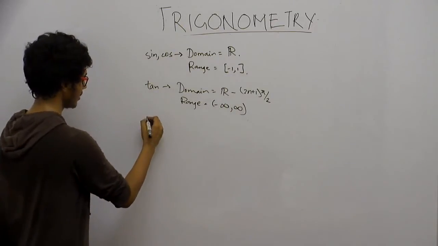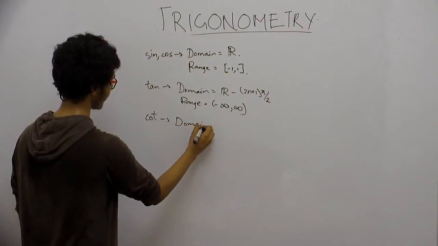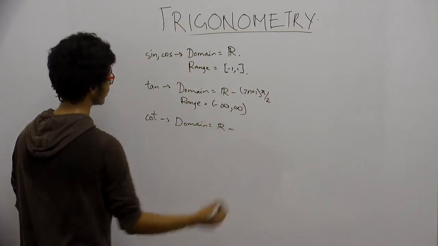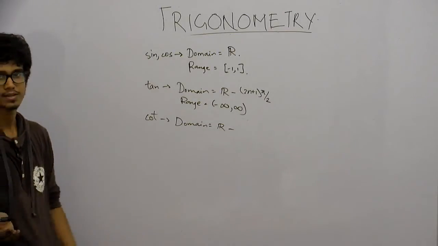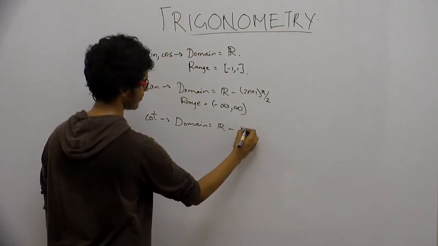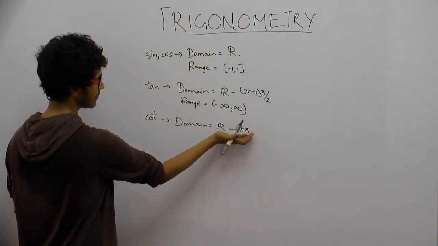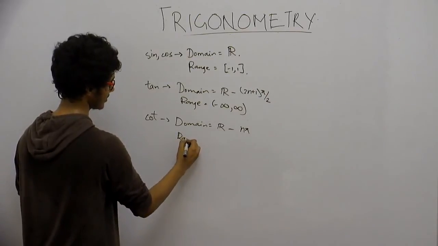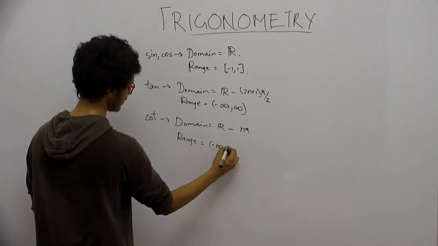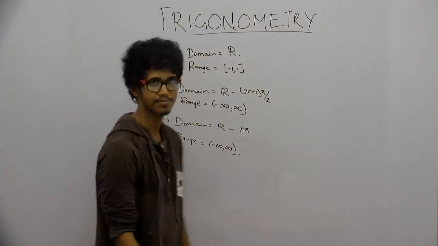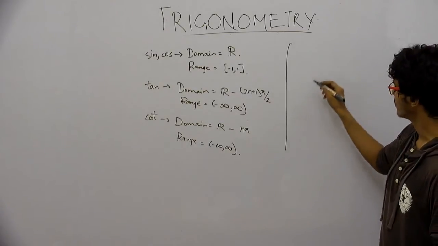Okay. For cot, we have the opposite. Wherever sine is zero, it cannot give us defined values. Where is sine zero? At integral multiples of pi, but its range, similar to tan, is -infinity to infinity. Alright, see, this is done. Let's go for sec and cosec.